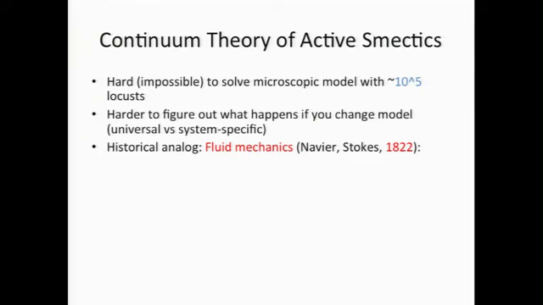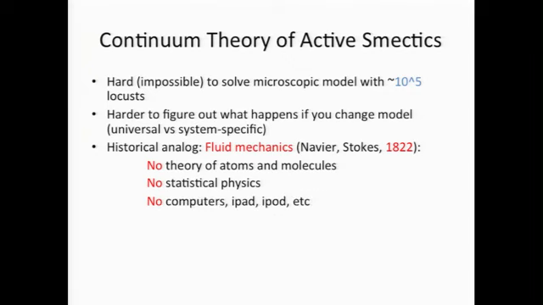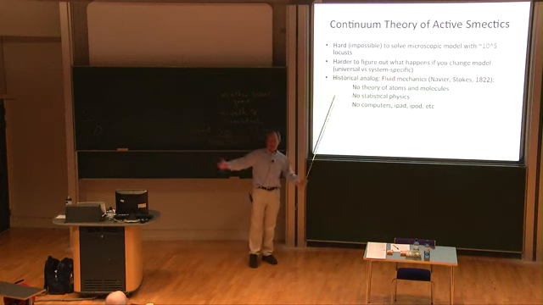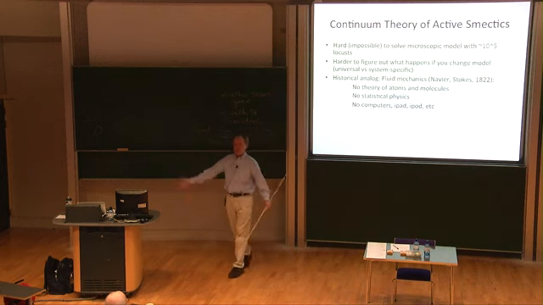So this is kind of like the situation that Navier and Stokes were in when they invented fluid mechanics, right? They didn't have a theory of atoms and molecules. In fact, I don't know that they were even sure that fluids were made out of atoms and molecules. They didn't even know statistical physics. Boltzmann hadn't been born yet, much less committed suicide. They didn't have any computers, so they certainly weren't going to do some microscopic simulation.